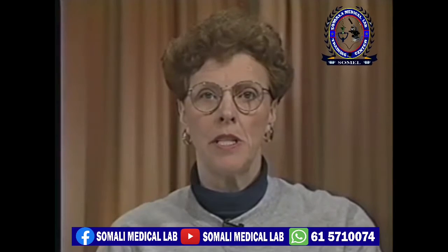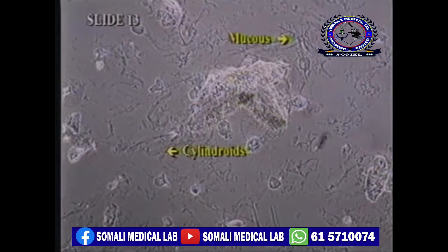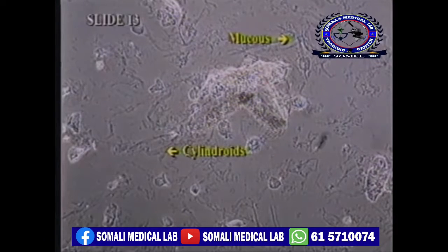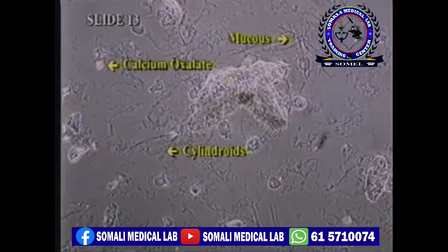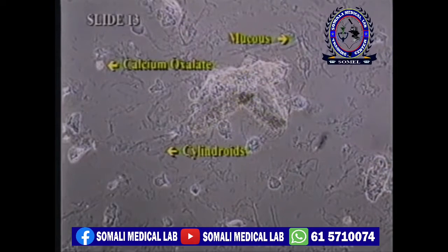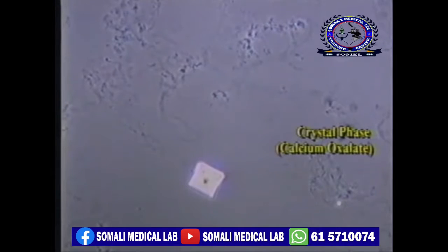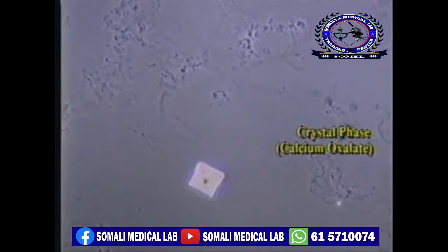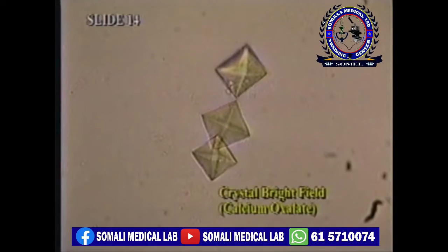Now we're going to look at some other stuff. In this slide, we see both mucus and cylindroids under phase microscopy. These findings are hard to see with bright field. There's also a calcium oxalate crystal on this slide showing the typical star pattern. This is a calcium oxalate crystal under a higher power on phase and bright field.